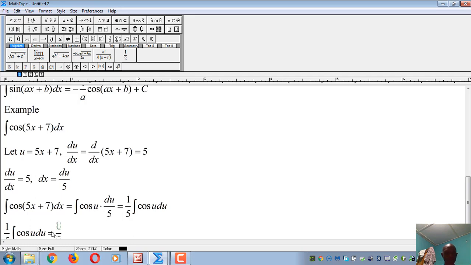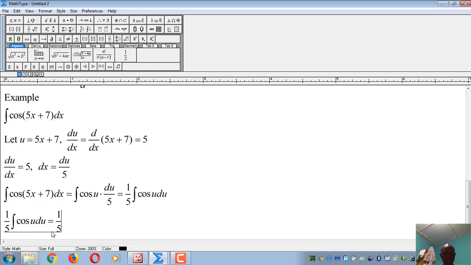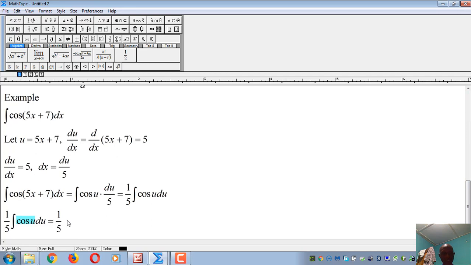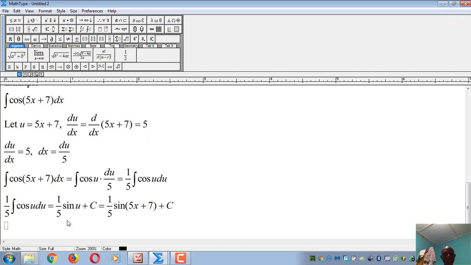So we can say 1 over 5. Now if you find the integral of cos u from the table I've written up there, we can say that this is the same thing as sine u plus c. So we know what our u is. We substitute it back: 5x plus 7, then plus c. So that gives us the integral.